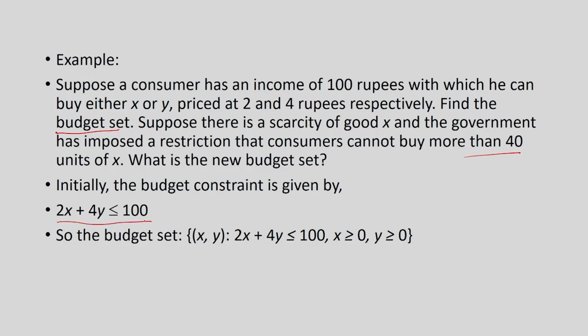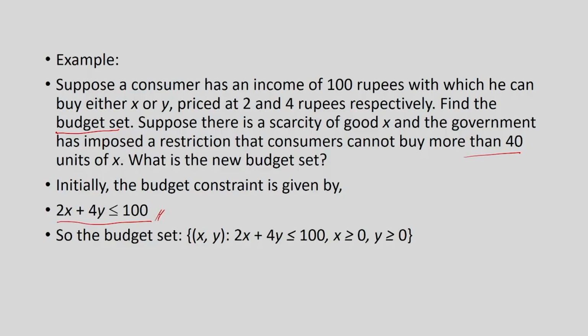Initially, the budget constraint, remember there was something called a budget constraint. What is a budget constraint? It basically tells you how much of X and Y a person can buy with the money that he has, right. So, the maximum amount of X and Y that he can buy. So, this budget constraint is given by 2x plus 4y is less than or equal to 100.